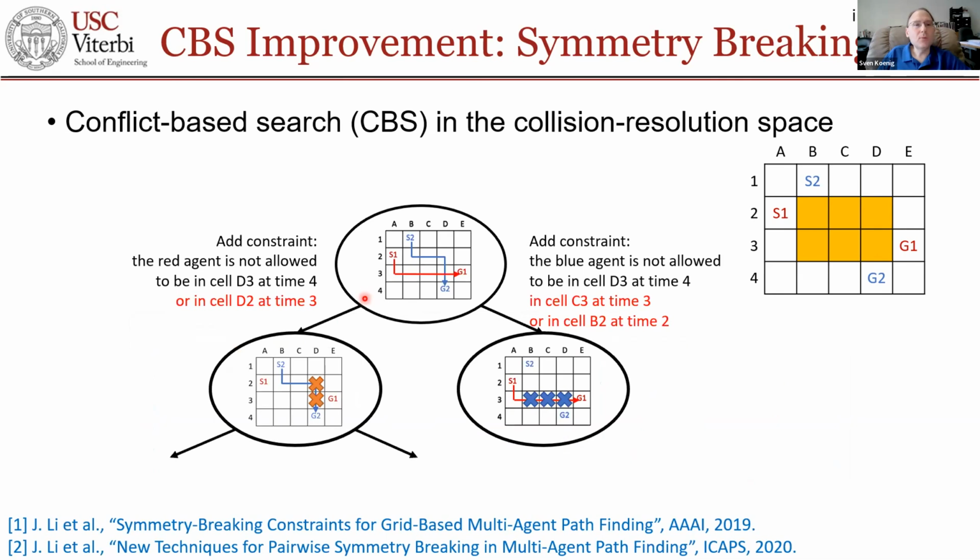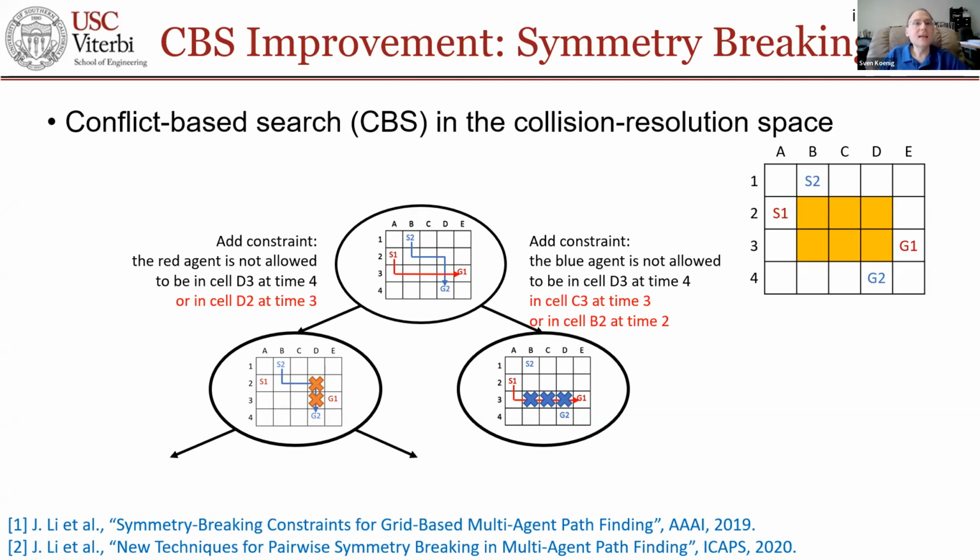So here, when we impose the constraint, before we said the red agent is not allowed to be in cell D3 at time step 4, but now we impose 2 constraints at the same time. The red agent is not allowed to be in cell D3 at time 4, and it's also not allowed to be in cell D2 at time 3. And that's what we call barrier constraints, right? Because these constraints here impose a barrier for the red agent to leave the yellow area on a shortest path.